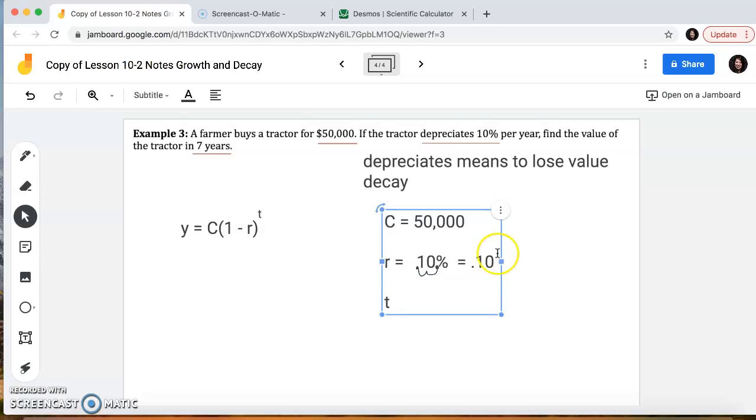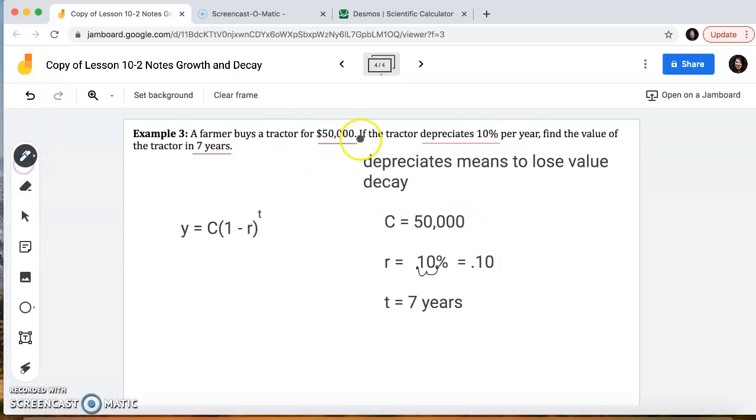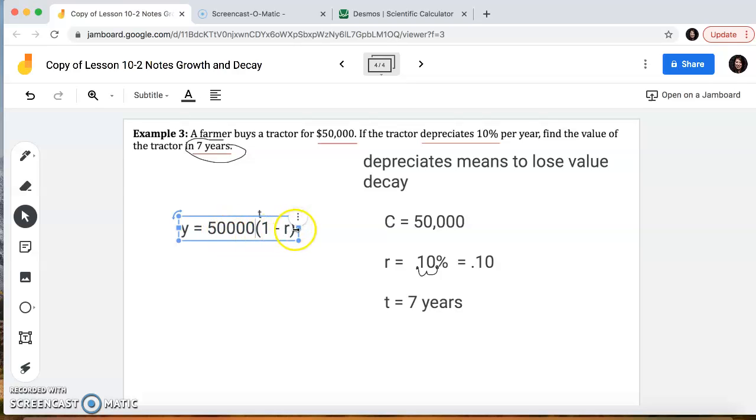And then the time, they actually told us the time this time. They told us 7 years. It tells us that right here. So let's go and fill this information in. The C is 50,000. The R is 0.10, or just 0.1. And then our T, we need to move our T over. It's going to be 7. And so that's the original equation.